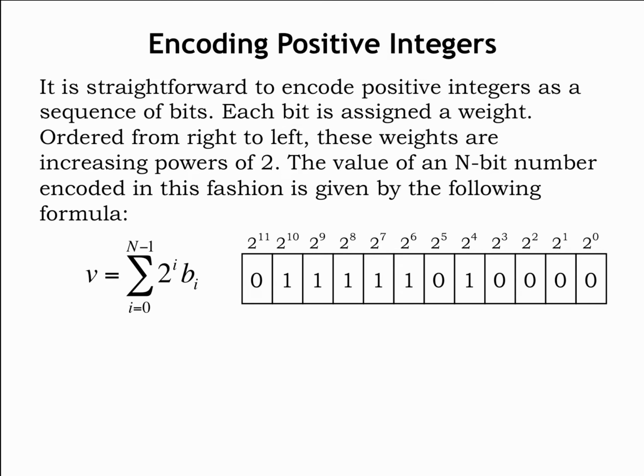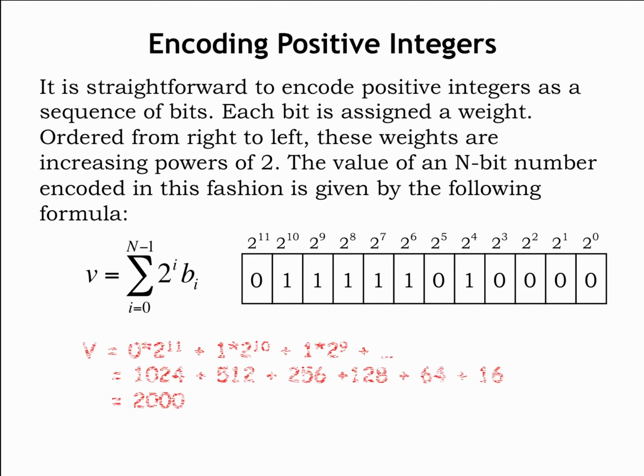The formula for converting an n-bit binary representation of a numeric value into the corresponding integer is shown below. Just multiply each binary digit by its corresponding weight in the base 2 representation. For example, here's a 12-bit binary number with the weight of each binary digit shown above. We can compute its value as 0 times 2 to the 11th, plus 1 times 2 to the 10th, plus 1 times 2 to the 9th, and so on.